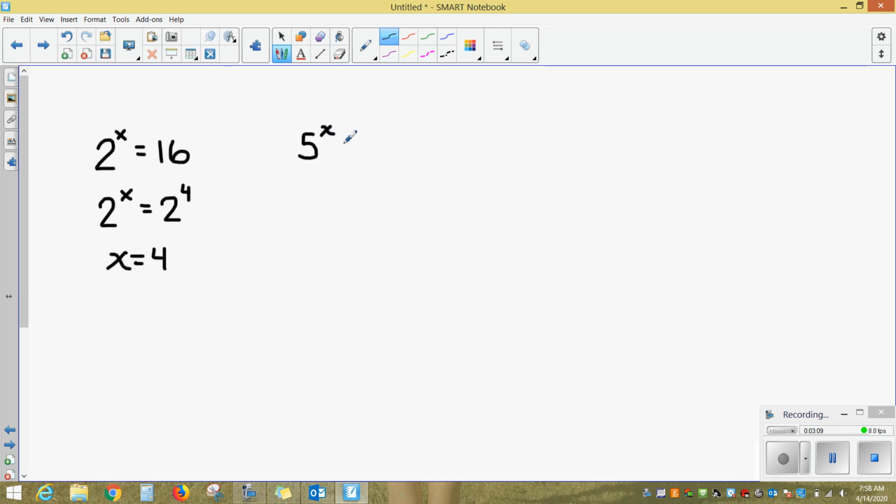Or maybe I have 5 to the x equals 1 over 125. If I can write both sides as powers of 5, then I can set the exponents equal, and I can solve for x. Now I know that the number 125 is 5 cubed. And if 5 cubed is on the bottom, I need to pull it back up to the top. If I pull it back up to the top, that makes that exponent negative. So now I can say, if 5 to the x equals 5 to the negative 3, that can only happen if x equals negative 3.